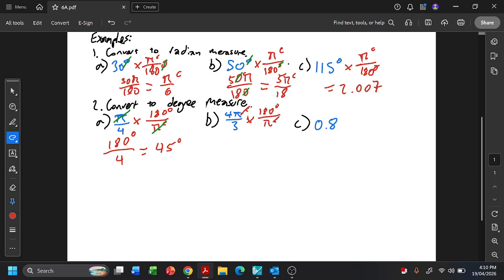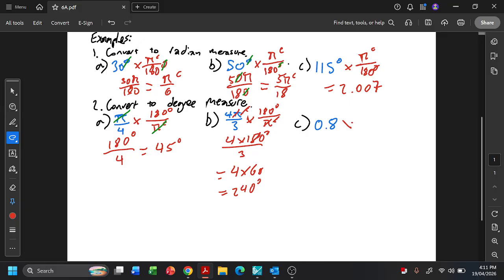So again, the radians cancel out, the pi's cancel out, and we're left with 4 times 180 over 3. Okay, now 180 divided by 3, what is that equal to? That's going to be 60 degrees, and this is going to be 4 times 60. Now 60 times 2 is 120, so this is going to be 240 degrees. Okay, that was a little bit of a trickier example.